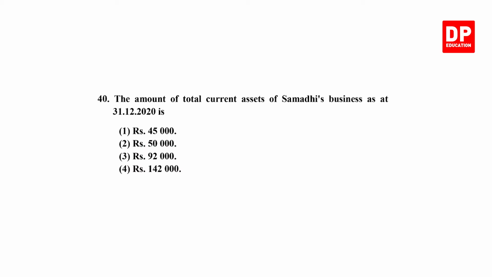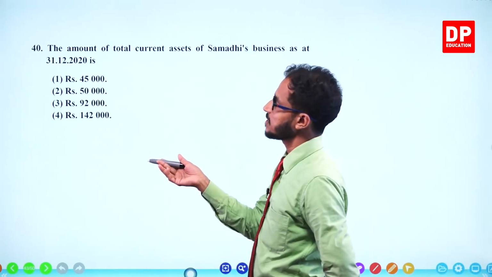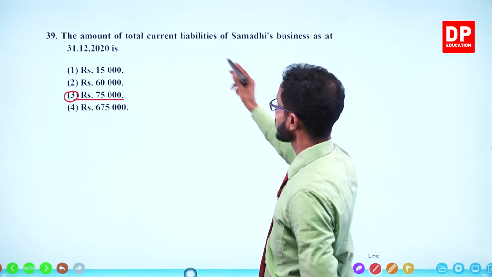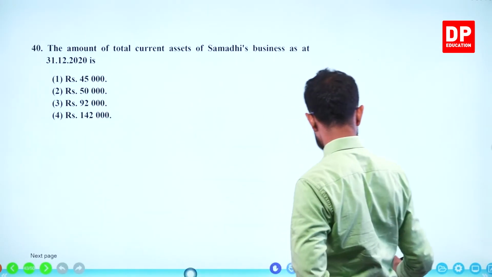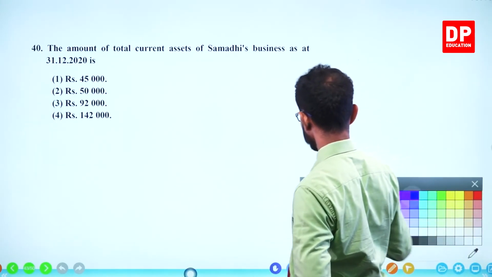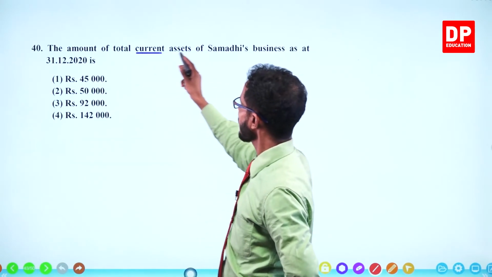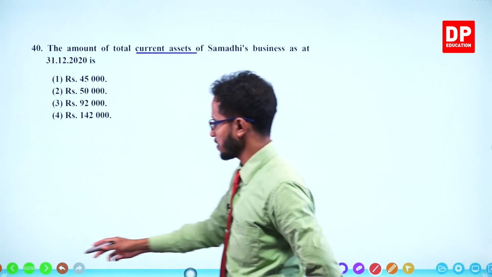Last question. The amount of total current assets of Samadhi's business. Here we found current liabilities. Now we are to find current assets. Amount of total current assets. Let's see.